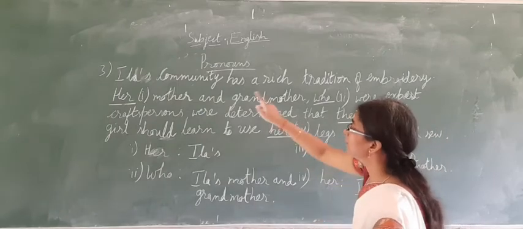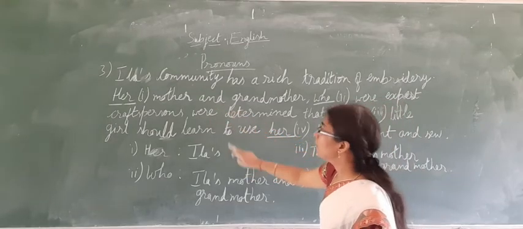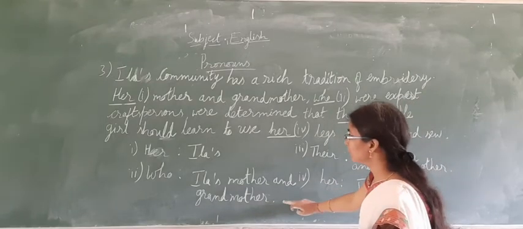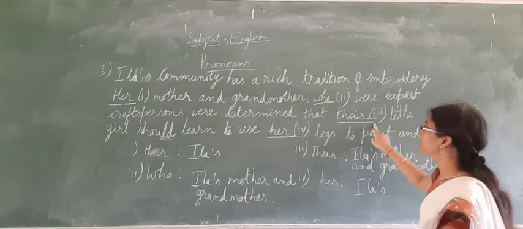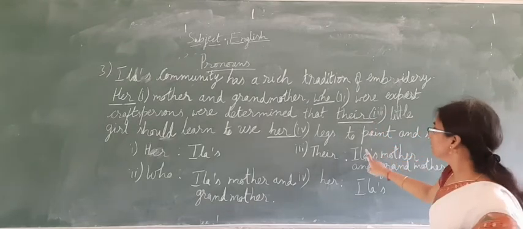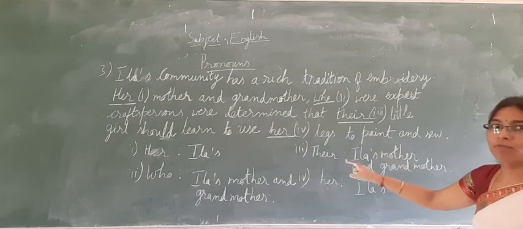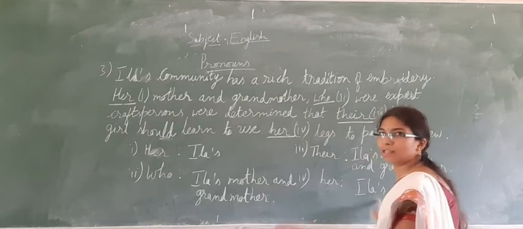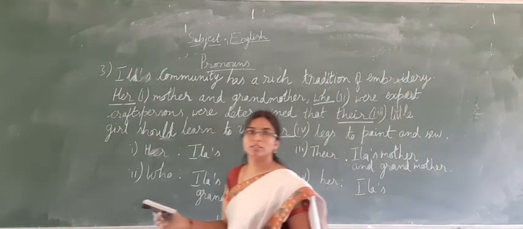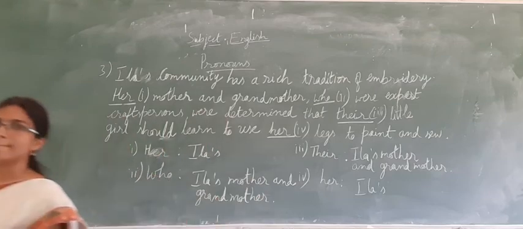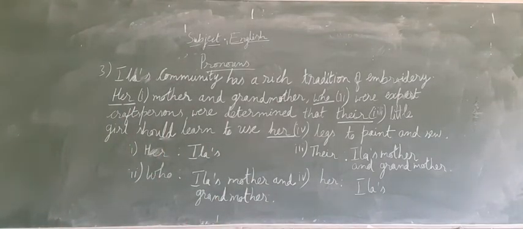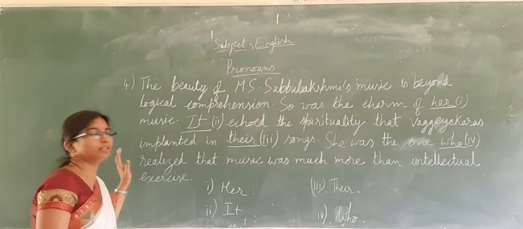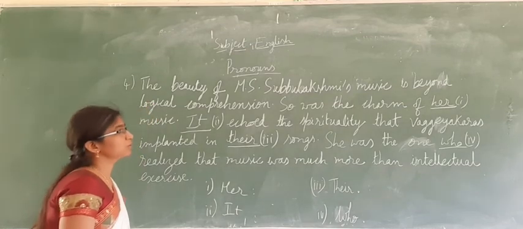So the correct answer for the first pronoun 'her' is Ila's. Second pronoun 'who': the correct answer is Ila's mother and grandmother. Third pronoun 'they': Ila's mother and grandmother. In the same way, the fourth pronoun 'her': the correct answer is Ila's. Okay. So shall we move towards the next example? Yes, the fourth example is this.